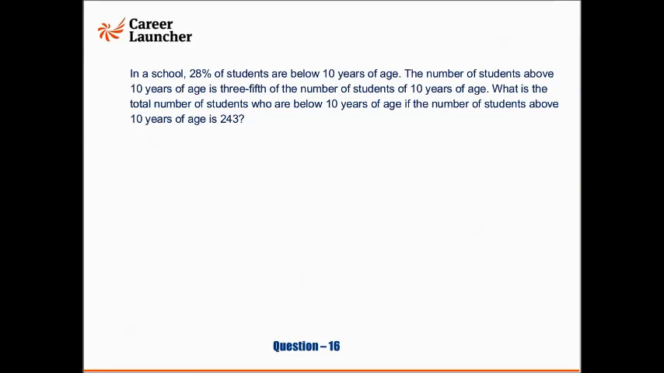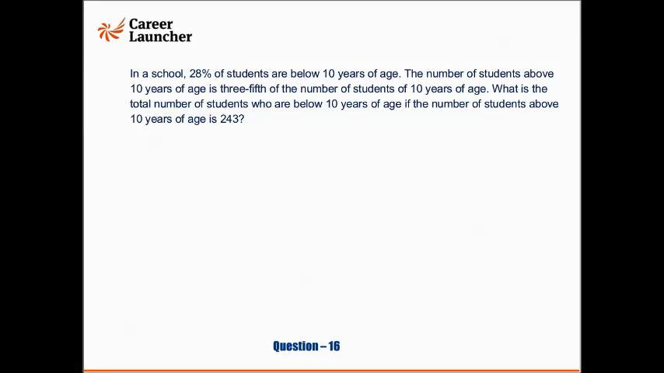See, now question number 16. Question number 16 says, in a school, 28% of students are below 10 years of age. The number of students above 10 years of age is 3/5 of the number of students of 10 years of age. What is the total number of students who are below 10 years of age if the number of students above 10 years of age is 243?